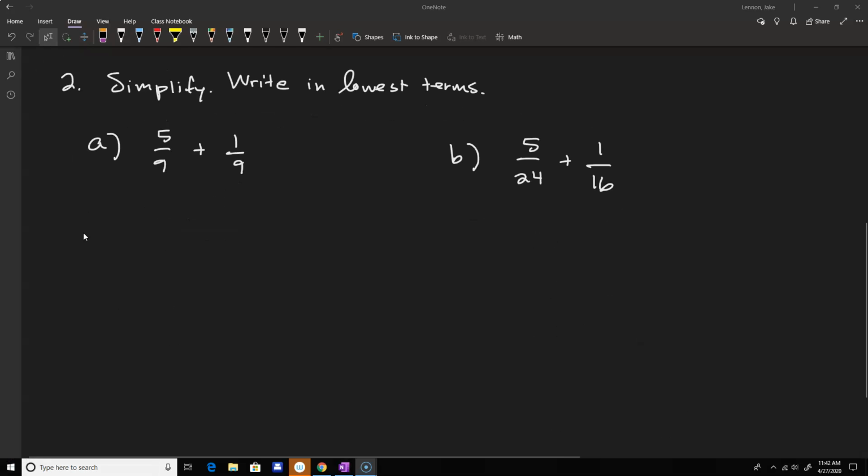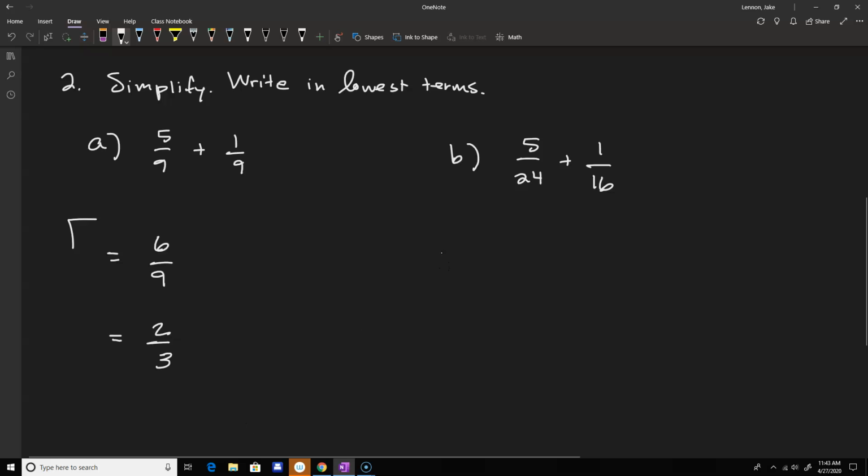For number 2, we have to simplify, but now we're dealing with addition of fractions. The way this works is if they have a common denominator, you just add the numerators. And if they don't have a common denominator, you need to find a common multiple. So for A, they have a common denominator, so we just go ahead and add the numerators, and we get 6 over 9. 6 and 9 are both divisible by 3. So to put that in lowest terms, 6 divided by 3 is 2, and 9 divided by 3 is 3. So our final answer here is 2/3.